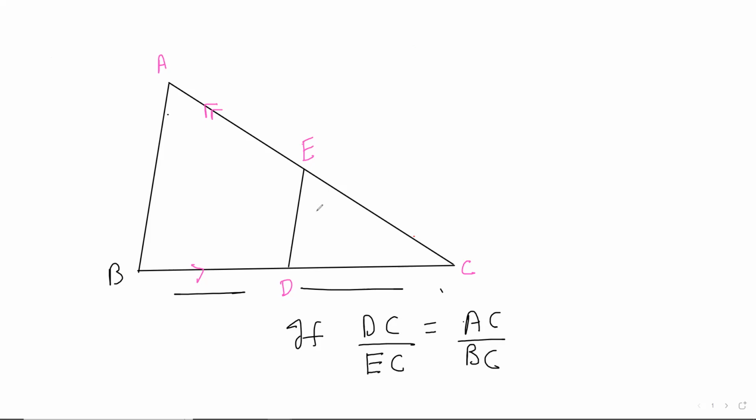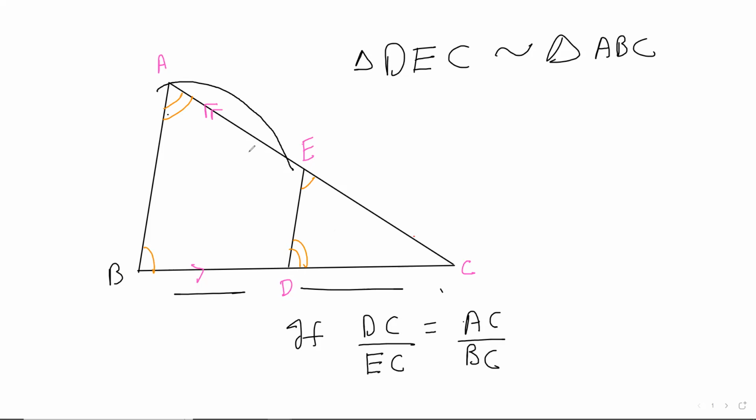I'll write DEC. Okay, fine. That's what that ratio means. And from the similarity, you now get these angles. But what is that? This means this is cyclic. We have seen this, right?